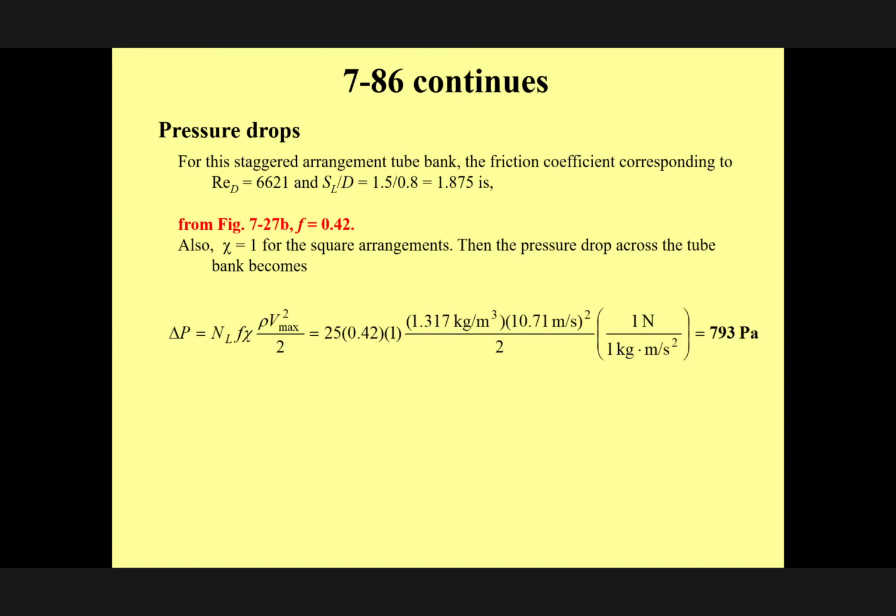Now, what should I do next? He asked me to calculate the Q, I calculated. He asked me to calculate the delta P, I did the calculation. What else do I have to do now?